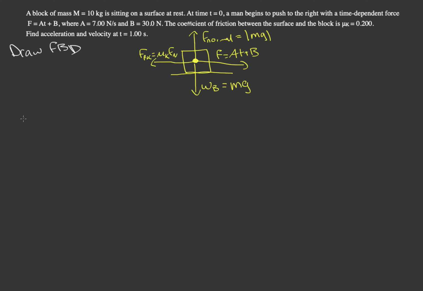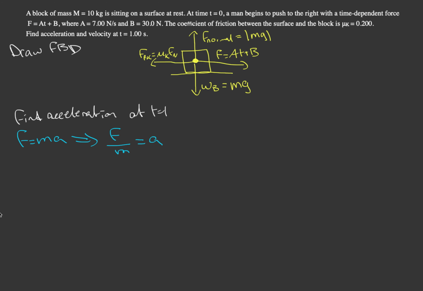So if we want to find the acceleration at t equals 1, we have to go back to the equation that we had before, which was F equals ma. We know that is true. Now, we have a force function, and we have a free body diagram telling us which forces are working on the box. So if we want to find acceleration, then we can just do F over m is equal to a.